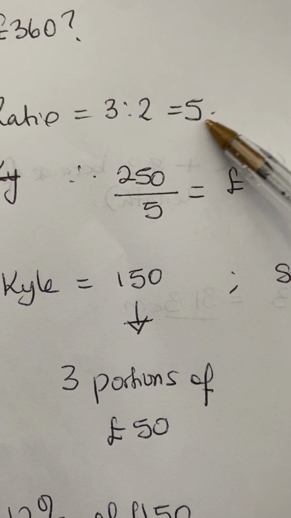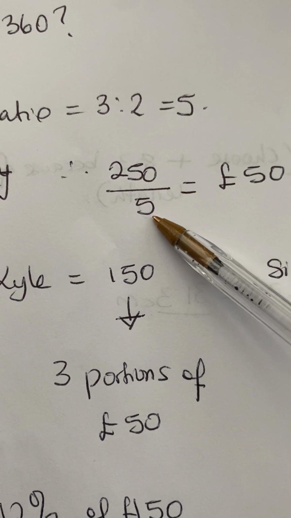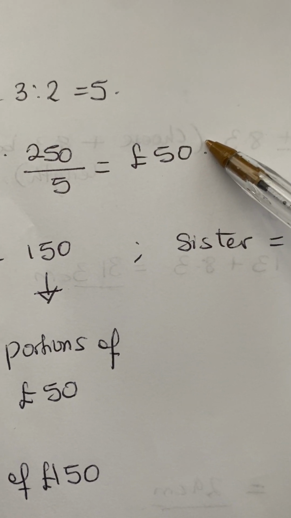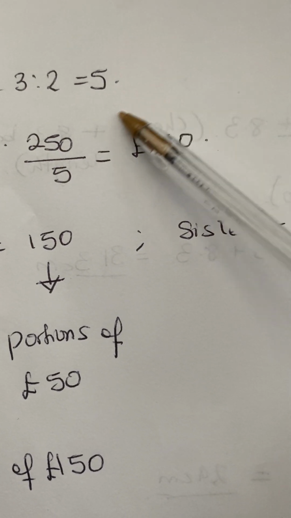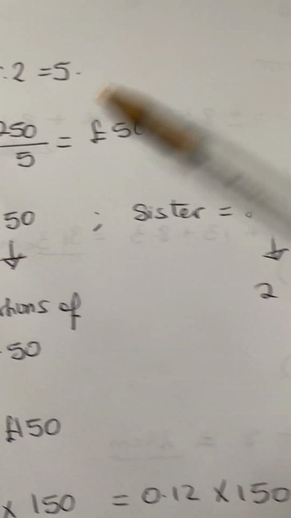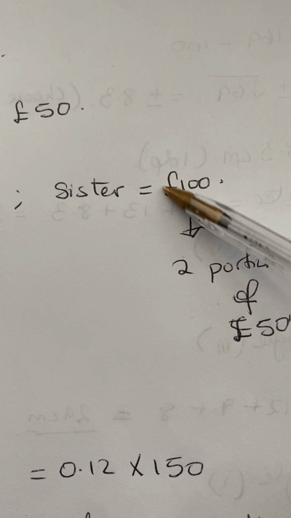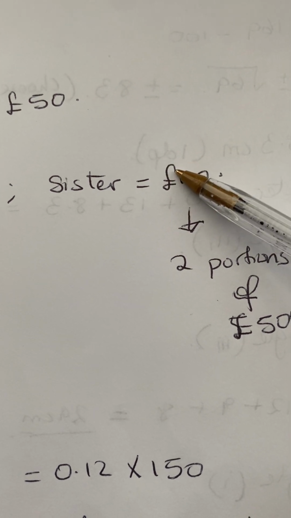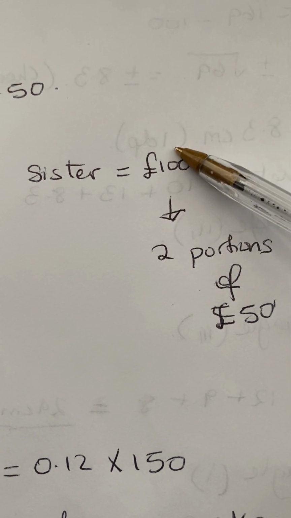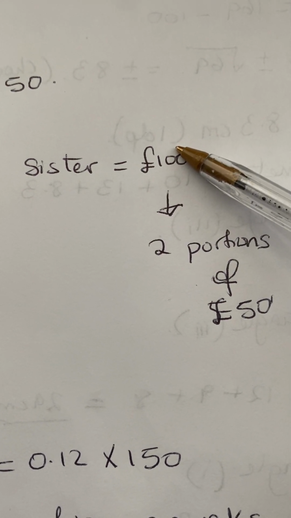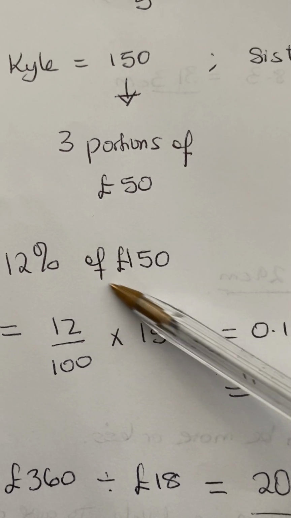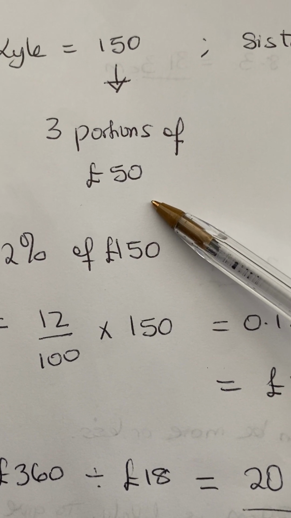If we divide 250 by 5, 1 portion will be 50 pounds. So Carl will get 3 of these 50 pounds, which is 150. The sister will get 2, which is 100. So every week, he will give the sister 100 pounds. Now, Carl gets 150.